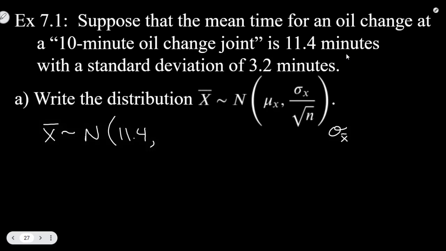Sigma sub x bar equals the original standard deviation, which is 3.2 minutes, divided by the square root of n. We don't actually know what n is yet, so that's about all we can do at this point. We'll just put 3.2 over the square root of n, and once they give us an n value, then we'll be able to put that in.